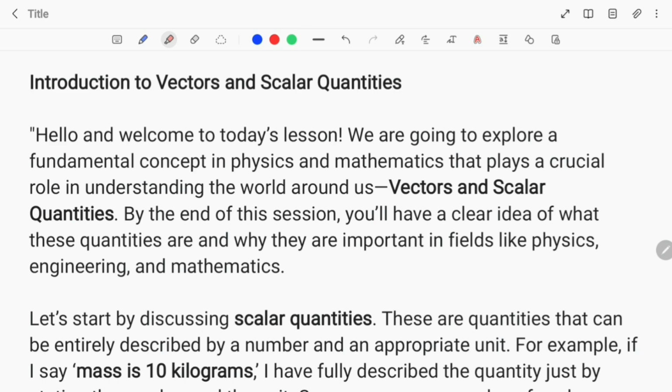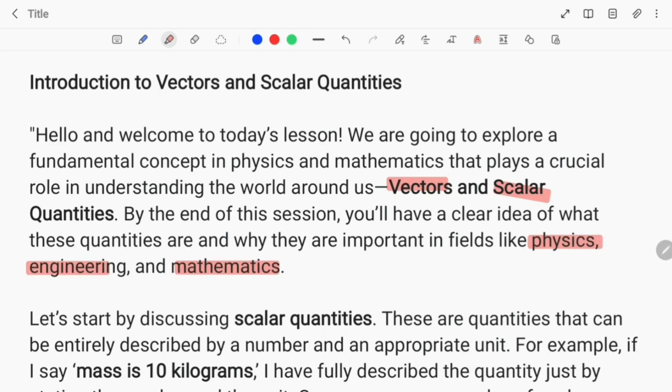Hello and welcome to today's lesson. We are going to explore a fundamental concept in physics and mathematics that plays a crucial role in understanding the world around us: vectors and scalar quantities. By the end of this session, you'll have a clear idea of what these quantities are and why they are important in fields like physics, engineering, and mathematics.